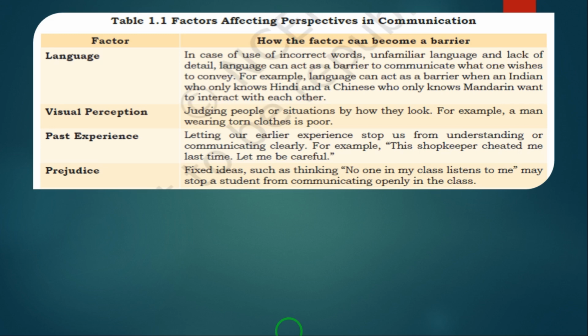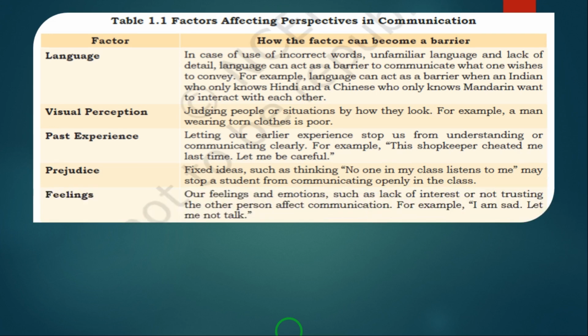Prejudice. Fixed ideas such as thinking, "no one in my class listens to me," may stop a student from communicating openly in the class. Feelings. Our feelings and emotions, such as lack of interest or not trusting the other person, affect communication. For example, I am sad, let me not talk.